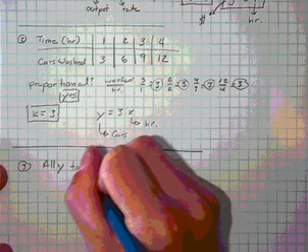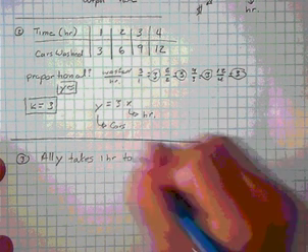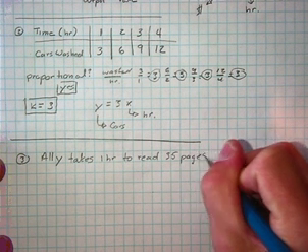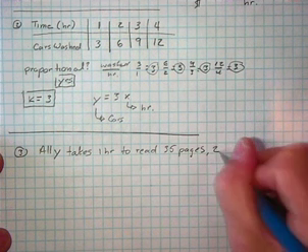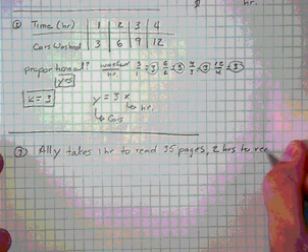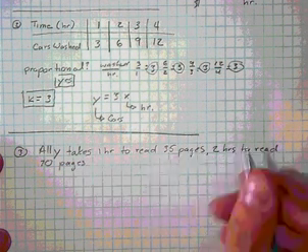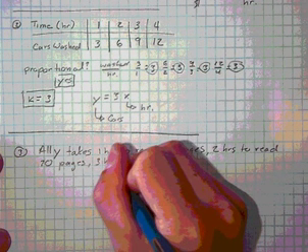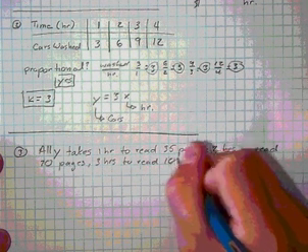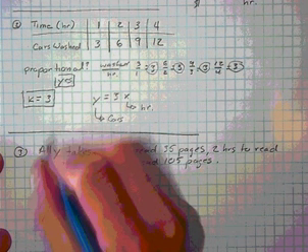I'm asking specifically. So Allie takes 1 hour to read 35 pages, 2 hours to read 70 pages, 3 hours to read 105 pages. So answer some questions.